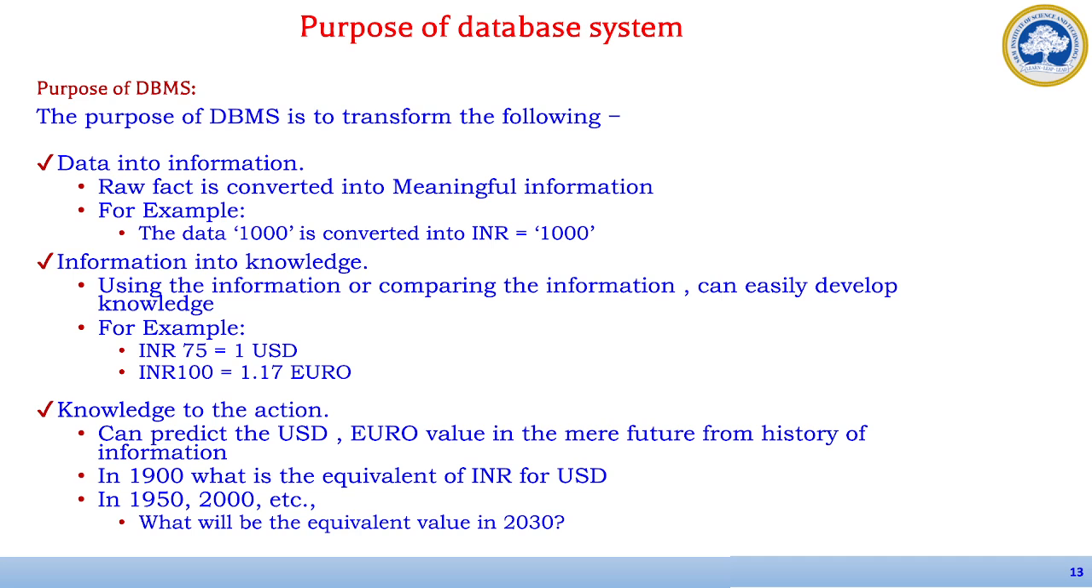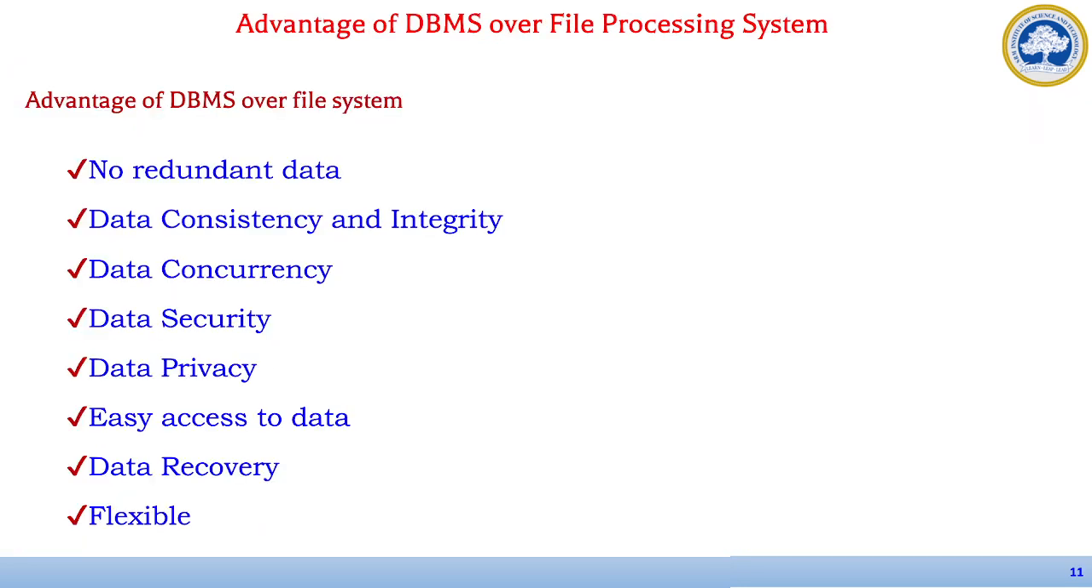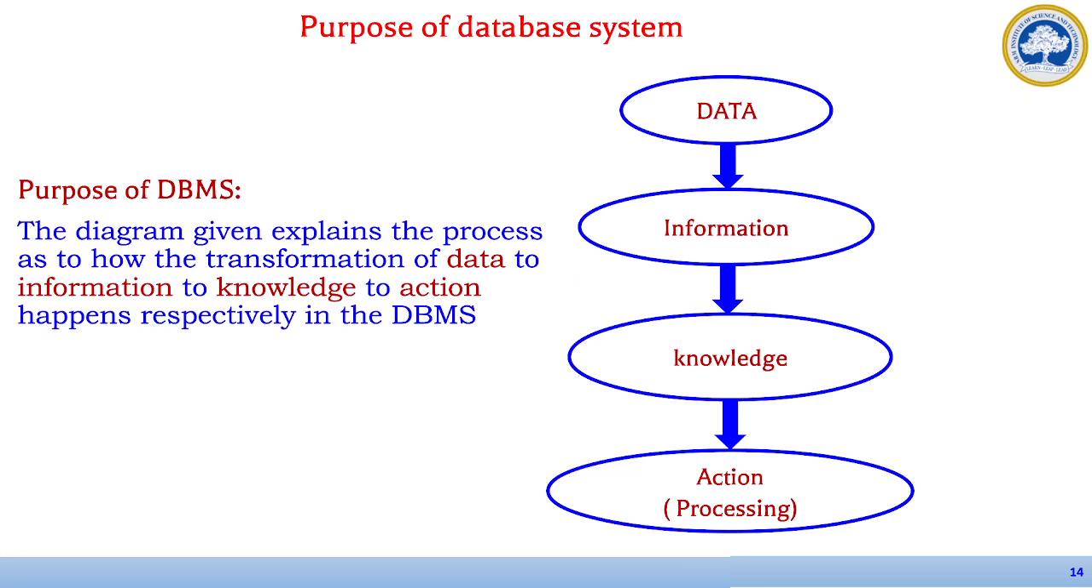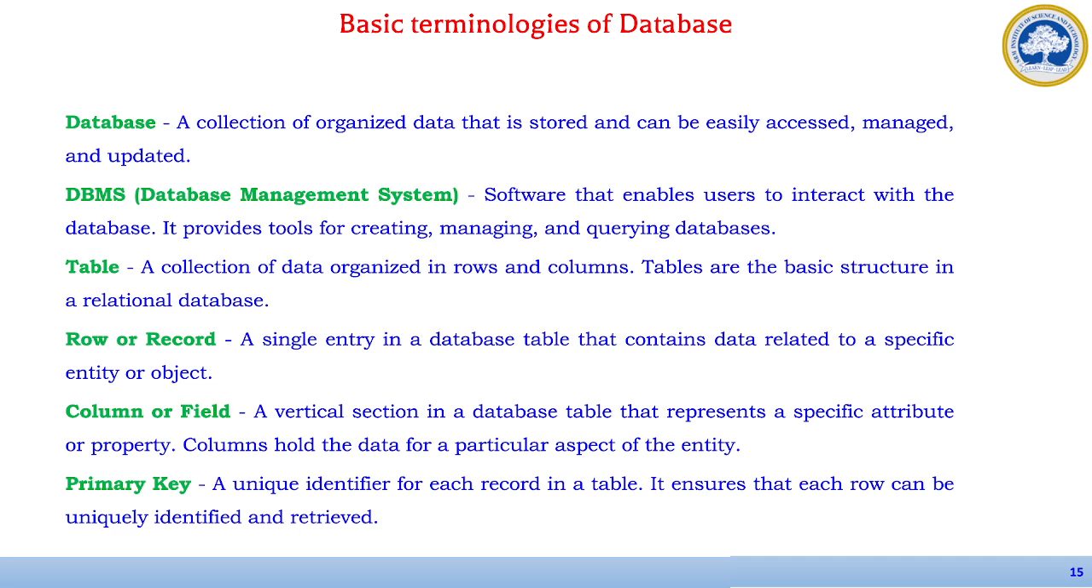And what is the purpose of a database management system? Till now we have seen raw data, data, information and knowledge. The third one is knowledge. We have seen the database, knowledge and actions. So here, how is it going to be transformed? How each and every component is transformed is called the purpose of a database system. This diagram shows a clear explanation of how the transformation of data to information to knowledge to action happens respectively in database management systems.